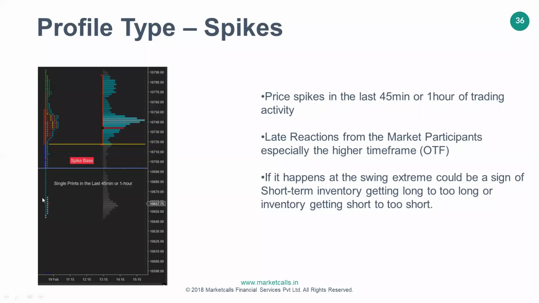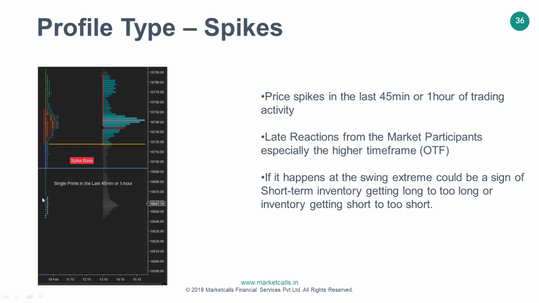If you're seeing the last letters L or M spiking up, then those extremes are signs that inventory is getting long to too long, or inventory is getting short to too short. So these single prints we don't consider as long-term money. Yeah, it depends upon the location where it is happening.